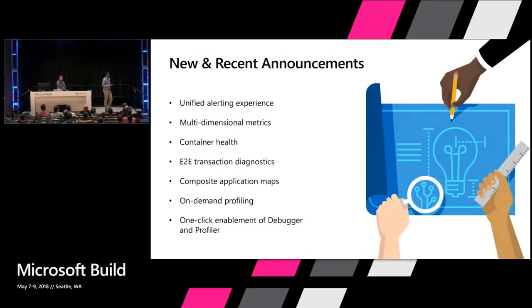There are many announcements we made at Build. We'll show all of these. We improved our alerting capabilities significantly. We've added support for metrics. We announced a lot of container monitoring capabilities, and also being able to do diagnostics across a distributed app. This is the end-to-end transaction diagnostics, application map that goes across distributed apps, more improvements around profiling, on-demand profiling, again, all driven by customer feedback, and easy enablement of the debugger and profiler capabilities, which we'll show as well.